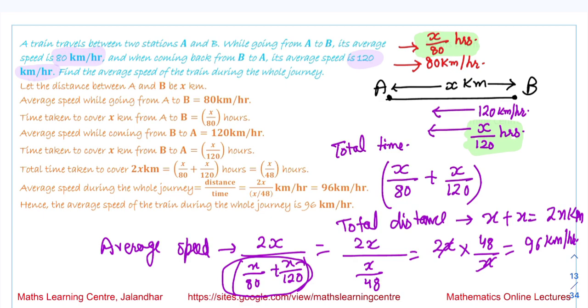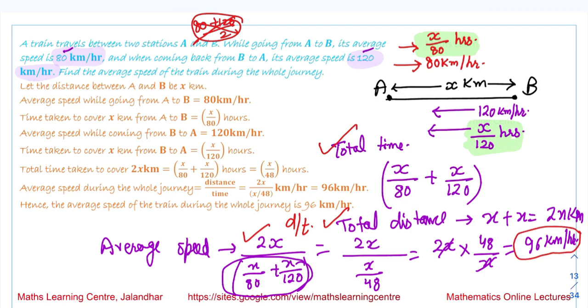It is important to note over here that we are not just adding these two values. We are not calculating it like 80 plus 120 by 2. We are not calculating the average speed in this way. We are calculating the average speed by calculating the total time and total distance, and then we have used the formula that speed is equal to distance over time, and we have obtained the answer 96 kilometers per hour.